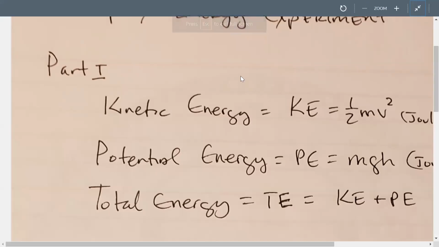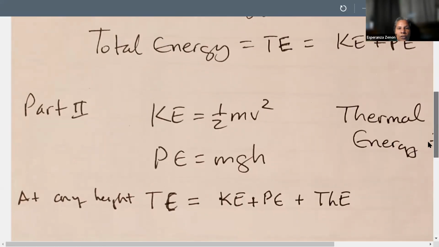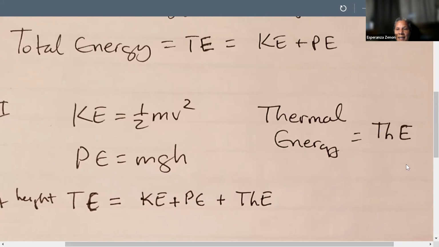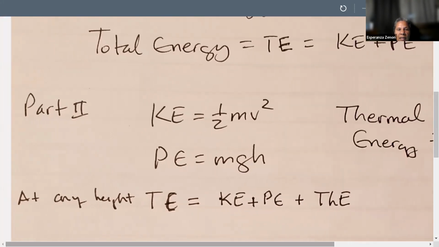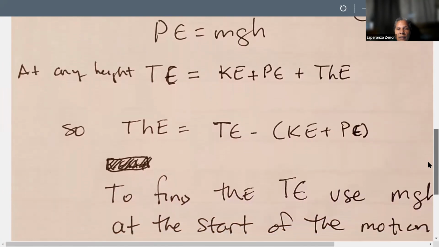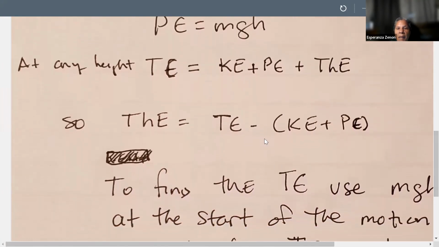I think so. Okay, so now go down and find part 2. So I'm telling you, for part 2, the kinetic energy is 1/2 mv squared. Potential energy is still mgh. But to get the thermal energy, I call it THE, thermal energy, you have to take the total energy equals the kinetic energy plus the potential energy plus the thermal energy. But the question is, how do you get that thermal energy? So you can take the total energy minus the kinetic energy plus the potential energy.